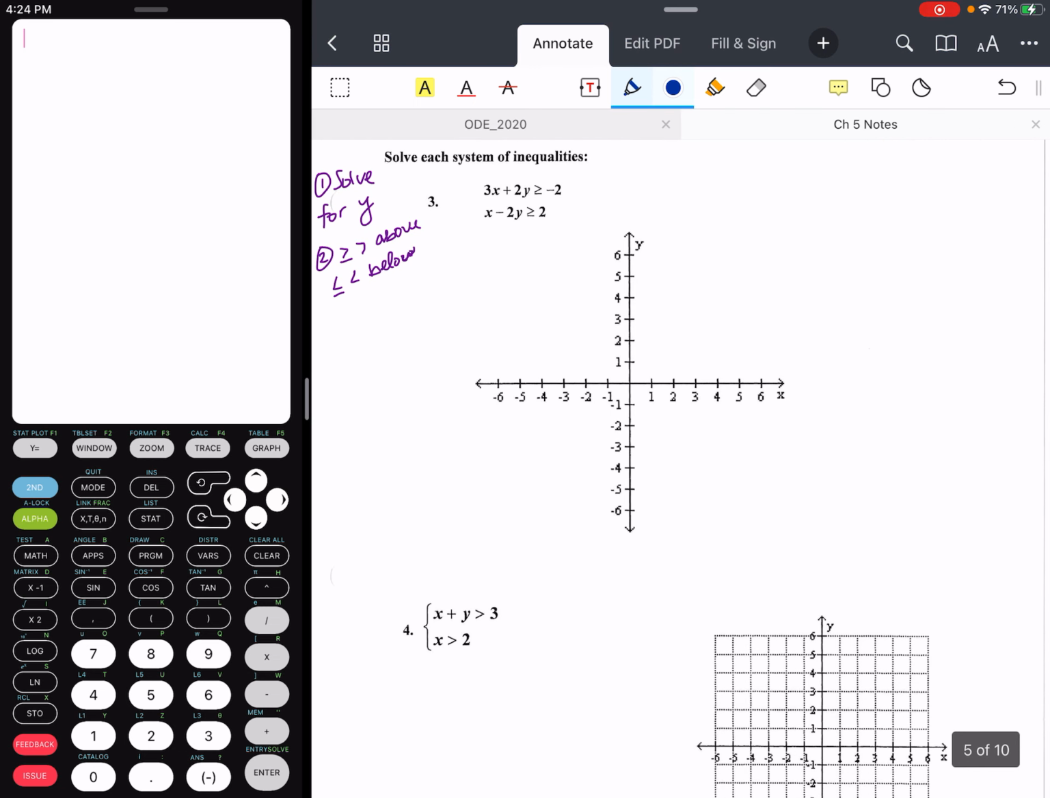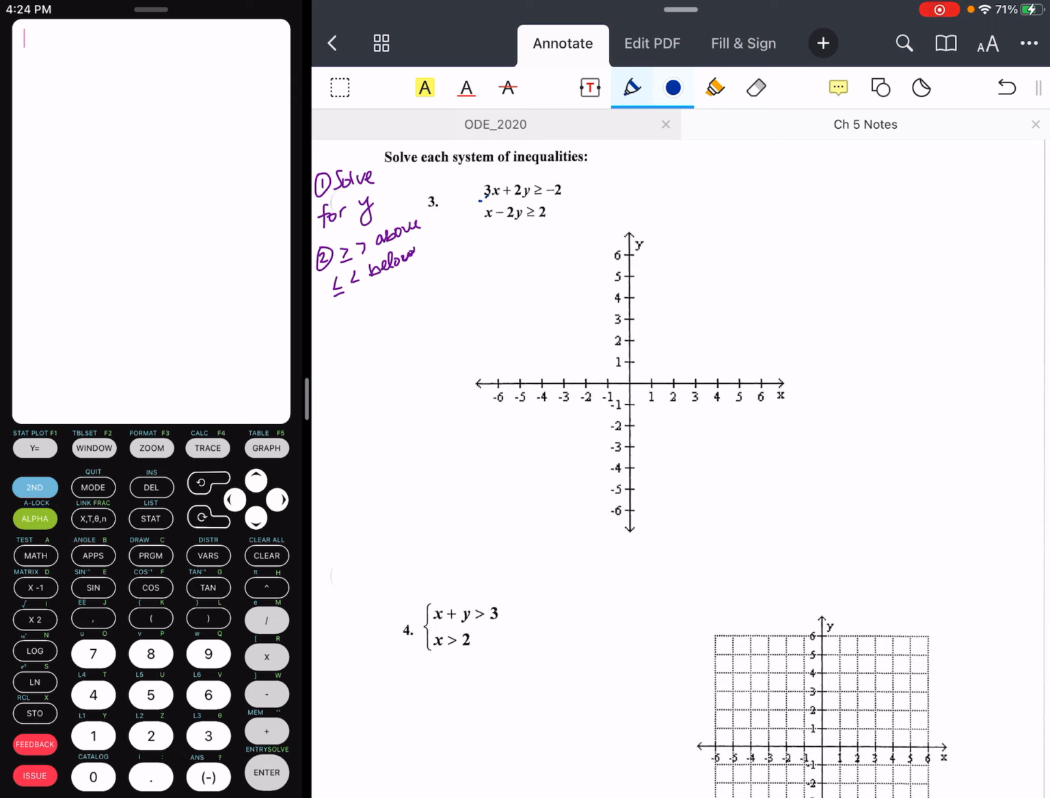Okay, so applying that, if we take a look at number 3, it says solve each system of inequalities. So again, I like to use the method where I solve for y first and then use the inequality to tell me what to do. If you want to use the test point method for shading, that's fine as well. Our graphs should look the same.